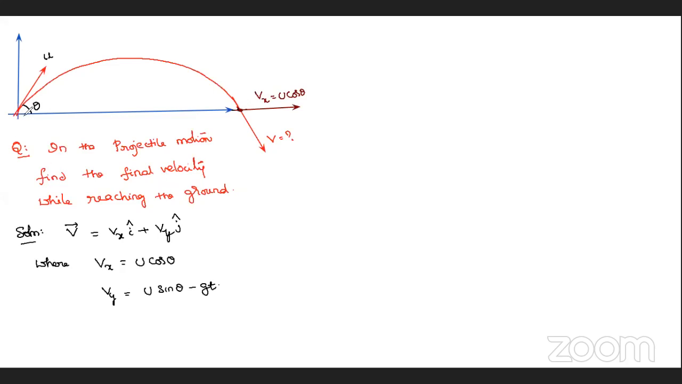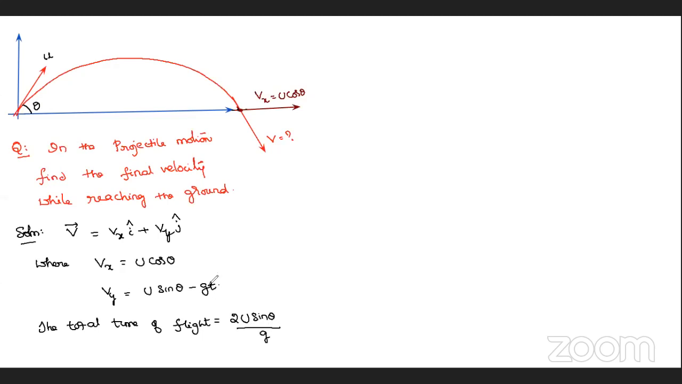And for the time dependence, the time taken to reach the ground is called the total time of flight. So can I write that the total time of flight, try to recollect now, is equal to 2u sine theta by g? Yes, correct.